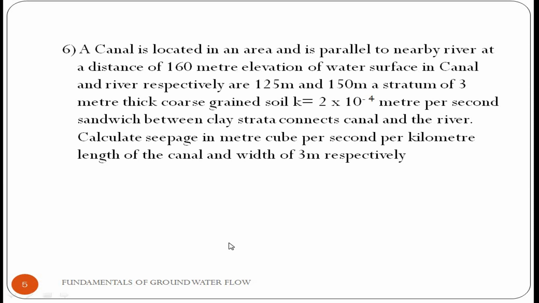So now let us see one more problem here. A canal is located in an area and is parallel to a nearby river at a distance of 160 meter. Elevation of water surface in canal and river respectively are 125 meter and 150 meter. A stratum of 3 meter thick coarse grained soil, whose K value is given here, sandwiched between clay strata connects canal and the river. Calculate seepage in meter cube per second per kilometer length of the canal and width of 3 meter respectively.